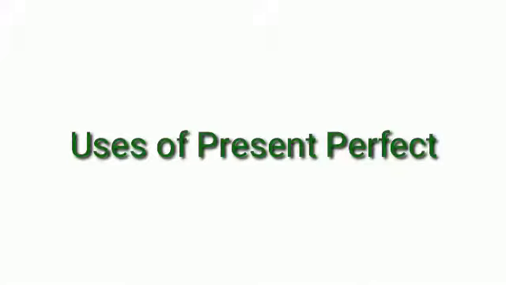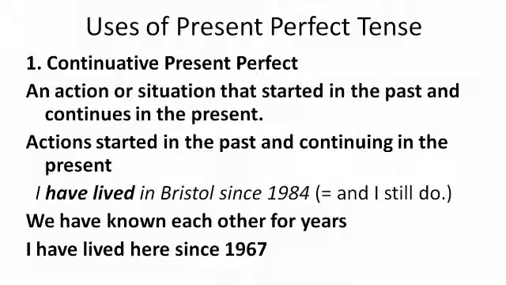Then what are the uses of present perfect tense? The first use of present perfect tense is the continuative present perfect. That means an action or situation or state that started in the past and continues in the present. I have lived in Bristol since 1984. That action is still continuing, and I still do, I am still living in Bristol.